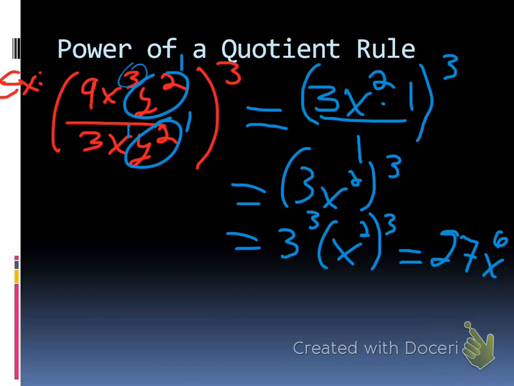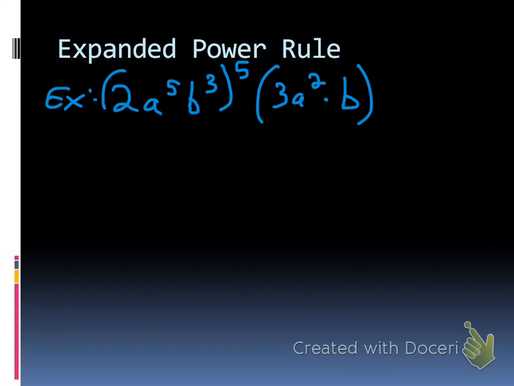Okay, this one is a little bit more complex. The expanded power rule. Basically, the idea here is that I simplify the thing on the left first, and then multiply it by the thing on the right. So these are being multiplied together. I don't have an actual rule for this one, but that's the idea. So I'm going to simplify the thing on the left first.